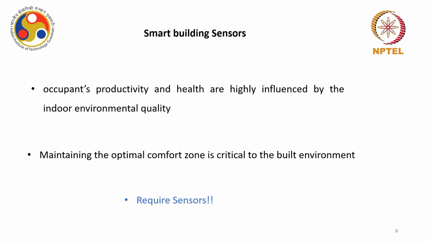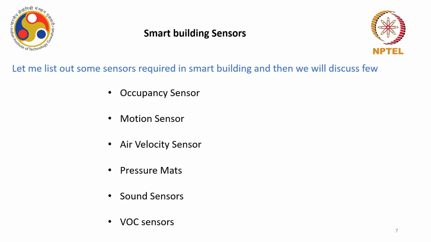Therefore, these buildings require a lot of sensors, and when these sensors are placed in a definite fashion to acquire this data, we call it a smart building. So let me list out some sensors which are required in a smart building, and then we will discuss some of them, at least those which we have not discussed till our module 10.